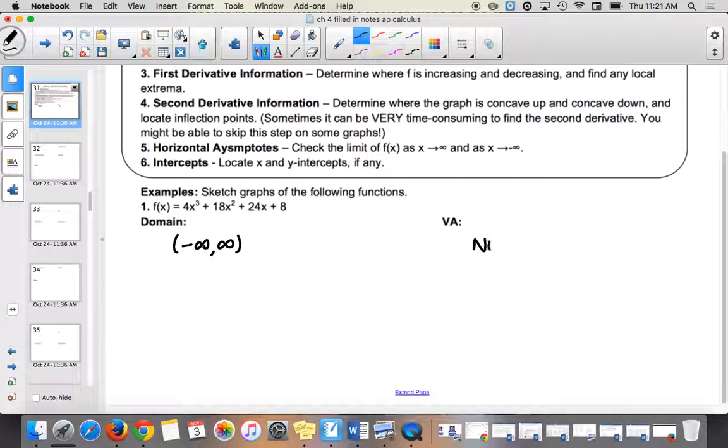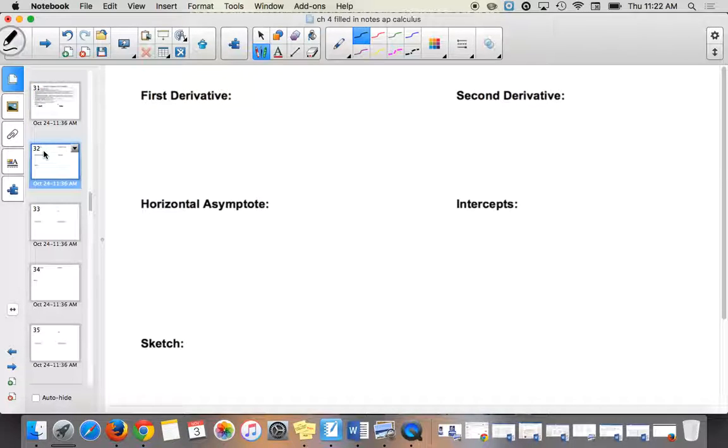All right, there is no vertical asymptote. We know there's vertical asymptotes when we have denominators, right? No denominator, so none. And then I ask lots of other questions. Well, what about the first derivative? Let me write my original here. My original was 4x cubed plus 18x squared plus 24x plus 8. So my first derivative is going to be 12x squared plus 36x plus 24.